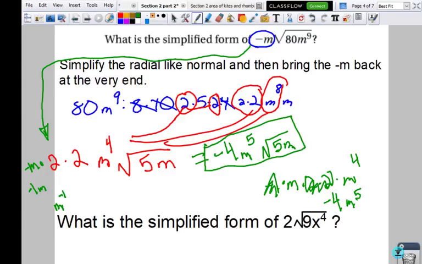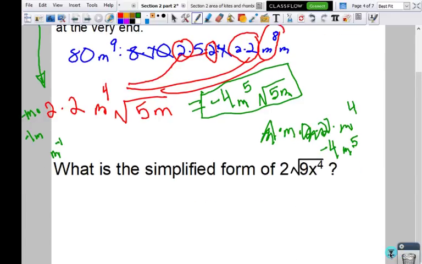So, the only difference is, when something's on the outside, it comes back like it got kicked out towards the end. Okay, let's do this next one together.